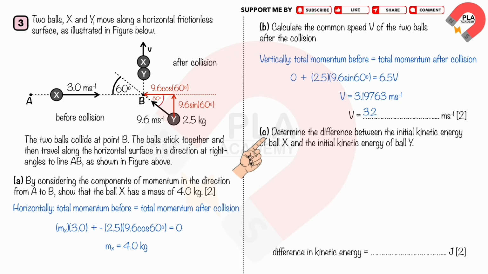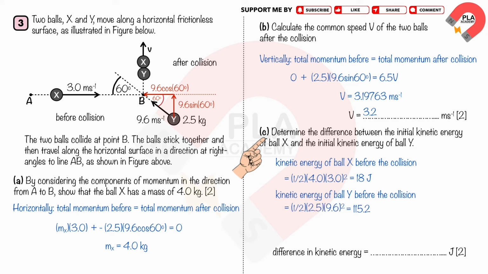C. Determine the difference between the initial kinetic energy of ball X and the initial kinetic energy of ball Y. Kinetic energy of ball X before the collision equals half of 4 times 3 squared, resulting in 18 joules. Kinetic energy of ball Y before the collision equals half of 2.5 times 9.6 squared, resulting in 115.2 joules. So, the difference in kinetic energy equals 97 joules for 2 significant figures.